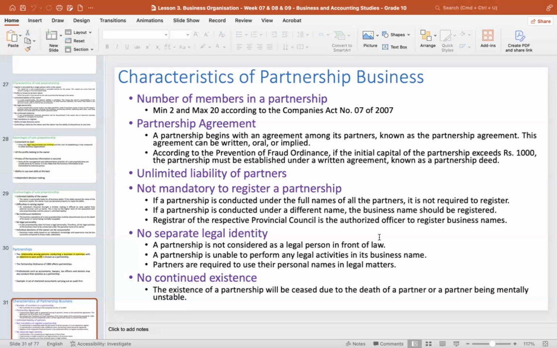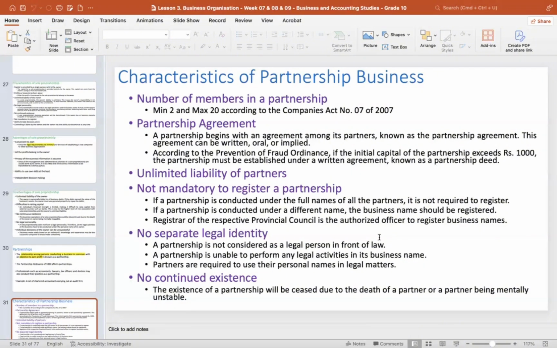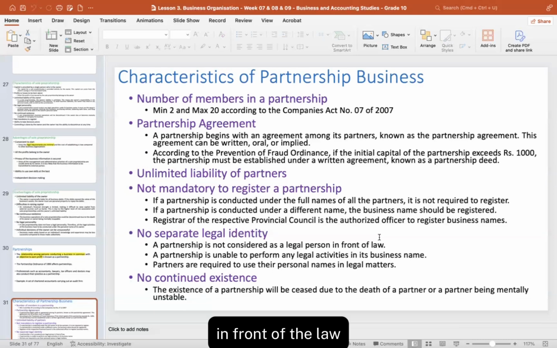Okay. And there is no separate legal identity. In sole proprietorship also, there was no separate legal identity. A partnership is not considered as a legal person in front of the law. It cannot appear as a person before the law.